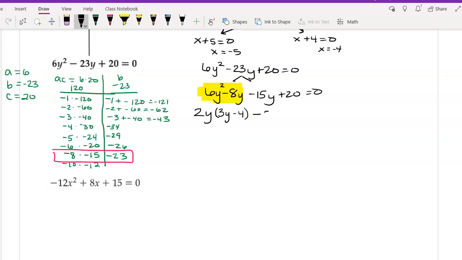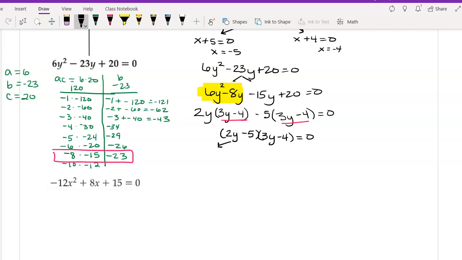So we're going to pull out that 5. And we're left with, negative 15 divided by negative 5 is 3. 20 divided by negative 5 is negative 4 equals 0. Notice, once again, these parts match, which means I did it right. So my answer becomes 2y minus 5 times 3y minus 4 equals 0.